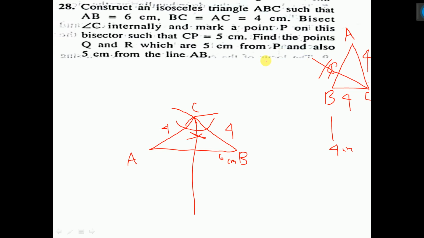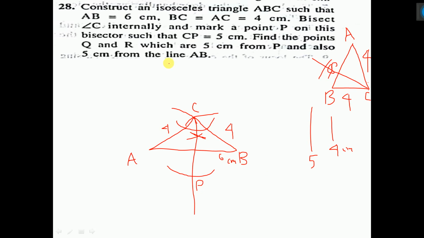Now find the point QR. Oh, one more, such that CP equal to 5. P is one point on this bisector such that CP equal to 5. So you take one 5 centimeter line. Take this measure with your compass, and from C you cut. So this is point P.